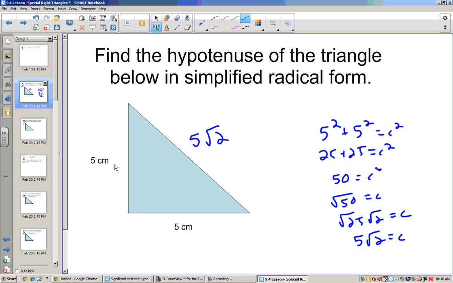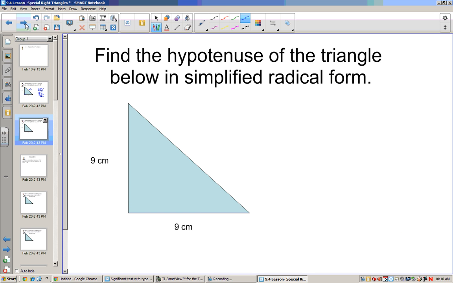Now, do you see a connection between these numbers and this number? We already talked about it in a previous lesson. If those two values are the same, we can multiply by the square root of 2 and find our hypotenuse. So if we want to save all of this work, if this is 9 and 9, our hypotenuse would just be 9 times the square root of 2, which is nice and easy.